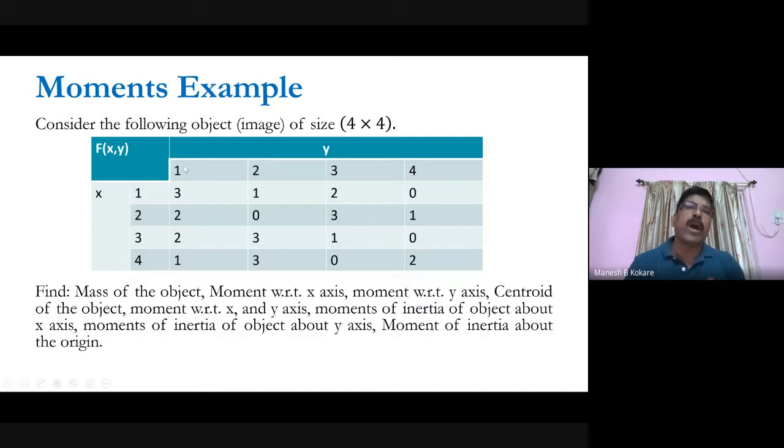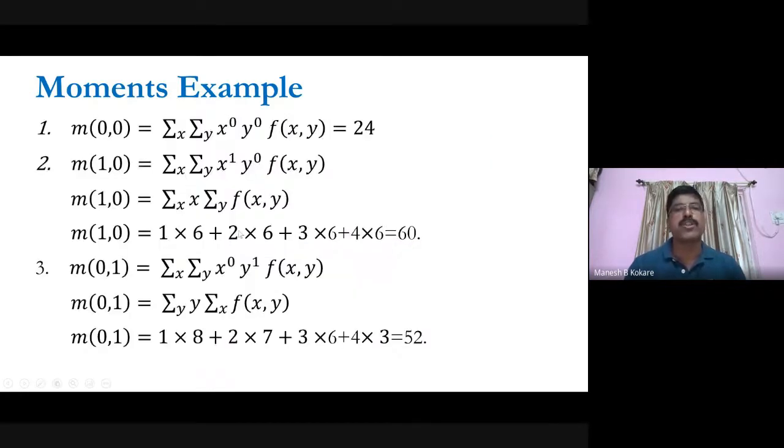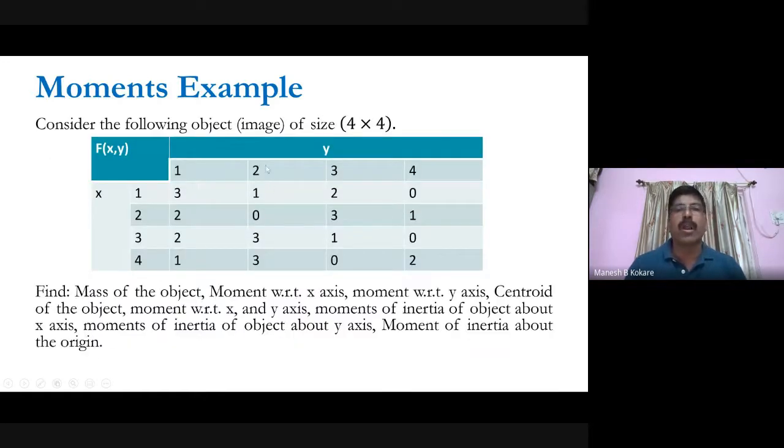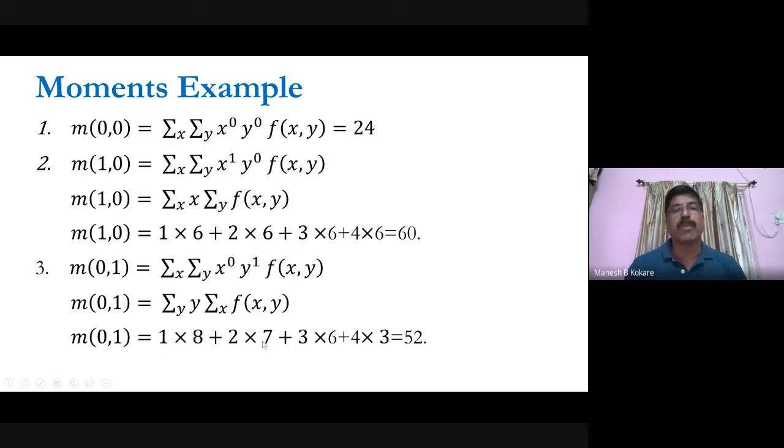At that time, y 1 multiplied by what is the summation over this column? 3 plus 2 plus 2 plus 1, so that is coming as 8. So 8 multiplied by 1, that is what this first value is coming as: 1 multiplied by 8. Similarly, when you are considering the second column, 2 multiplied by what is this summation? 1 plus 3 plus 3, that is 7. So it must be 2 multiplied by 7.